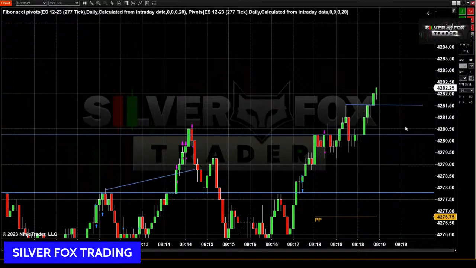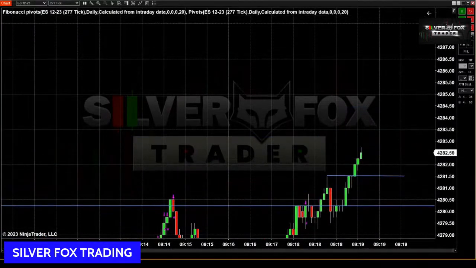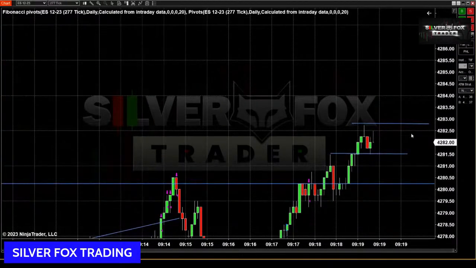If not, it'll sell. There it is. You're off to the races. A little bit of resistance here, right? I believe it's going to retrace and continue going up. Retrace and still go up. There it is. Retrace and go up.